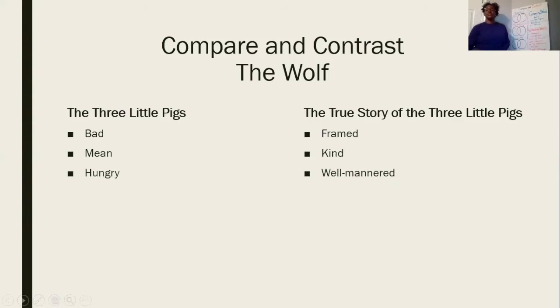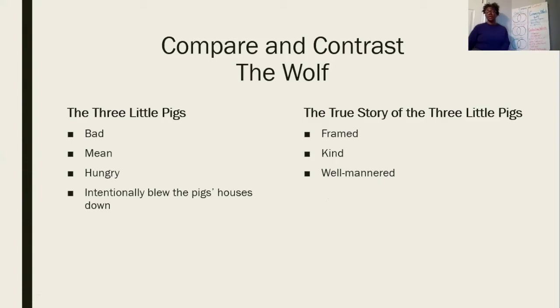Whereas in the true story of the Three Little Pigs, he was well-mannered. He knocked on the door. He asked if he could come in. He asked if anyone was at home. And by the way, he just really wanted to borrow a cup of sugar because, again, he was making a cake for his grandmother. In our original story, he intentionally blew the pigs' houses down.